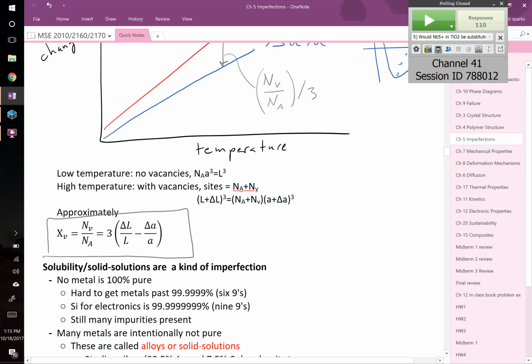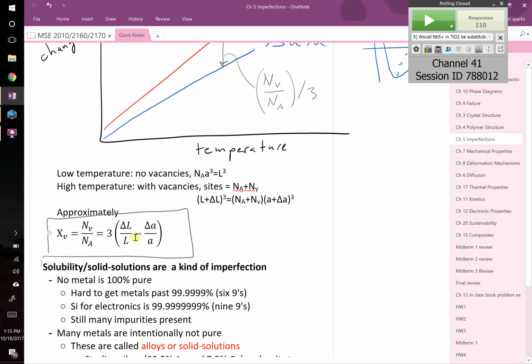Yeah, Brennan? So is this how they calculate the activation energy for vacancies of materials? Since now you have NV over NA, you put back to it. It's a great question. On the homework, you guys will do that. There are better ways to do it. This is one way that you could do it. They have better ways of doing it.